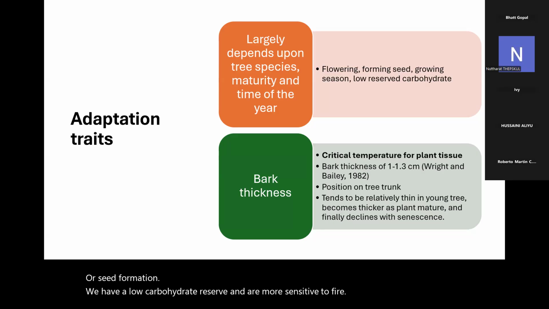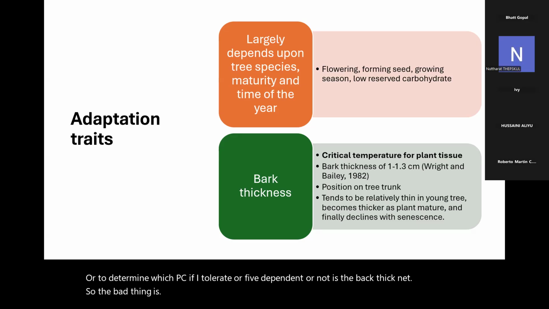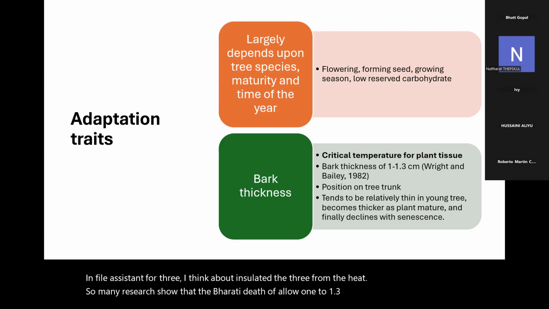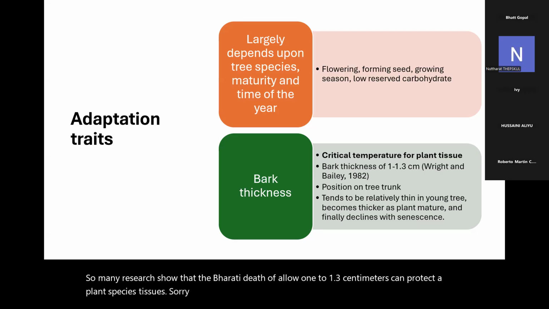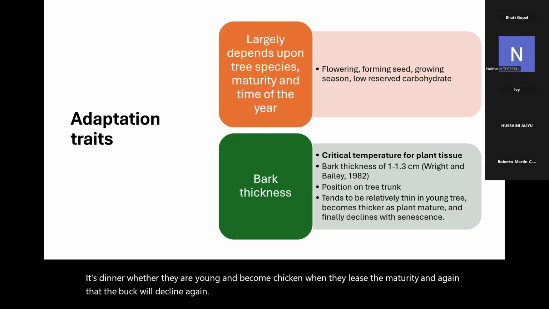The second, which is very easy to see to determine which species is fire tolerant or fire dependent or not, is the bark thickness. The bark thickness plays a critical role in fire resistance for trees. A thicker bark insulates the tree from the heat. Many studies show that a bark thickness of around 1 to 1.3 centimeters can protect plant tissues from lethal temperatures. Bark thickness also changes. It's thinner when they are young and becomes thicker when they reach maturity. And again, the bark will decline as the tree ages or gets old.